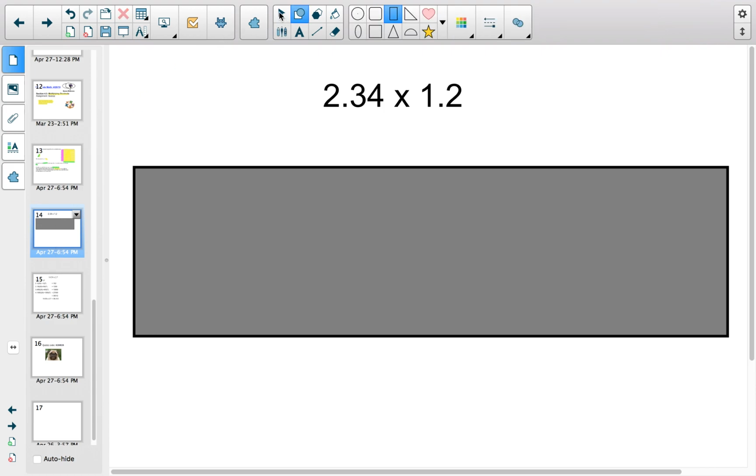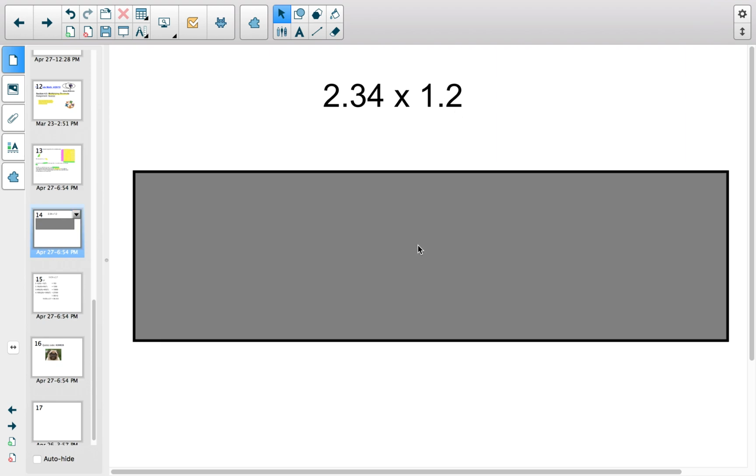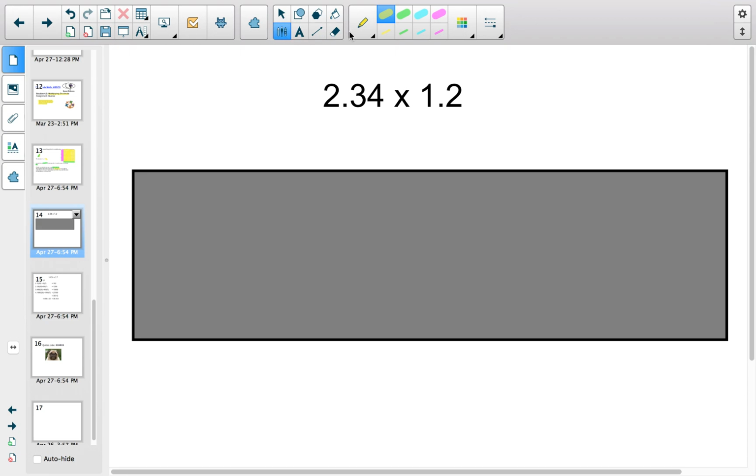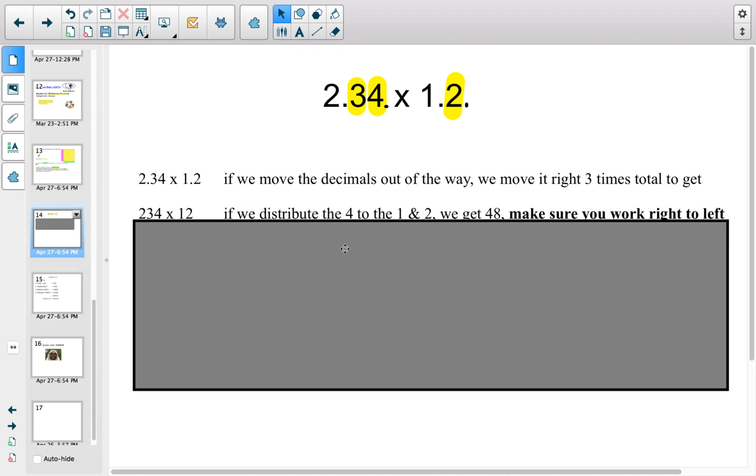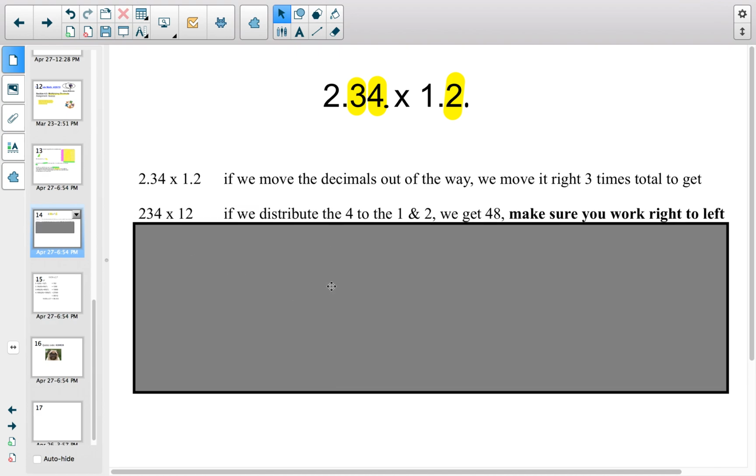We're looking at 2.34 times 1.2. The first thing we want to do is look at this: we have 1, 2, and 3 digits on the right side of the decimal. So we'll move the decimal right here and right here, respectively, and then we'll move those back 3 spots. So we move the decimals, and now this becomes 234 times 12.